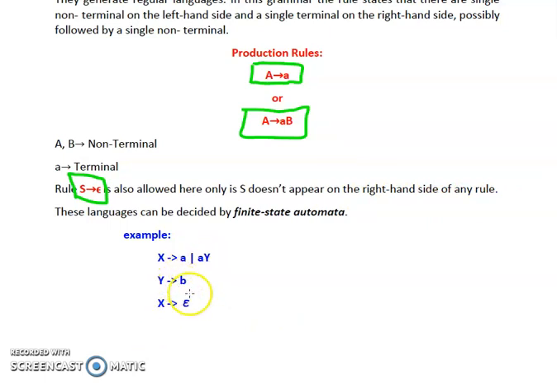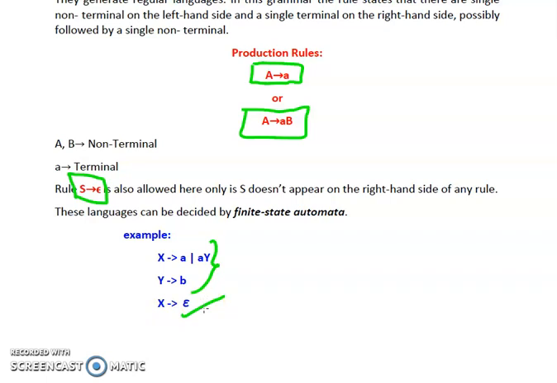Now let's check the right hand side of other rules. For the first three rules, X tends to a, X tends to aY and Y tends to b, we are going to check the right hand side whether the X is present or not. So we can see that X is not present in any of the three rules. So it is not present on the right hand side of any of the three rules. So yes, this rule can be satisfied. But if in case X was present on the right hand side of any of the other rules, then this rule cannot be satisfied.